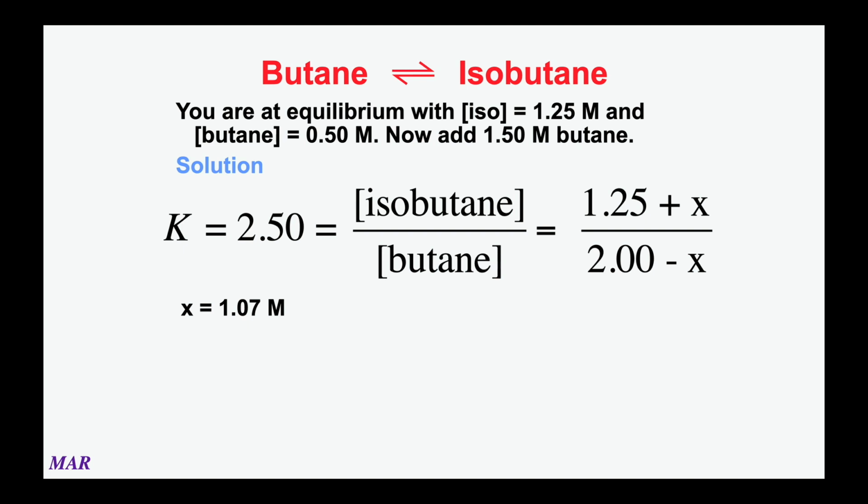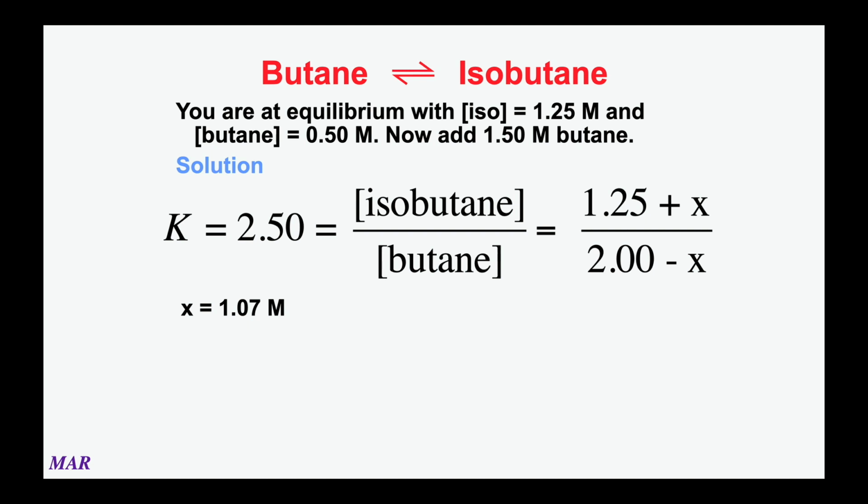Yes, you can absolutely cheat if you have the solve button, but if you don't have the solve button, here's what you would do. 2.50 times parentheses 2 minus X equals 1.25 plus X. That's the first thing you want to do. You want to get the 2 minus X out of the denominator, and then you'll have X terms on both the left and the right. So you multiply 2.50 times 2 minus X. You would have 5 minus 2.5X equals 1.25 plus X.